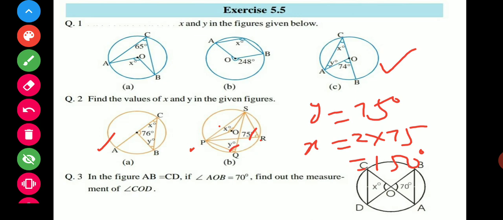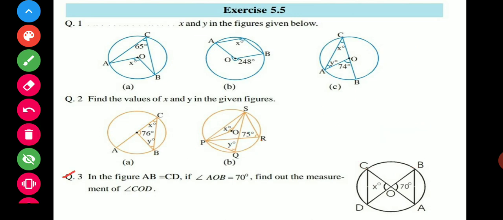Similarly, you can do the third question. It is very simple. In the third question, in the figure AB and CD are equal. इसमें AB और ये CD both are equal. And angle AOB is equal to 70 degrees. AOB is 70 degrees, this is given in your figure. Angle AOB is 70, and find the measurement of angle COD. COD. What will happen?